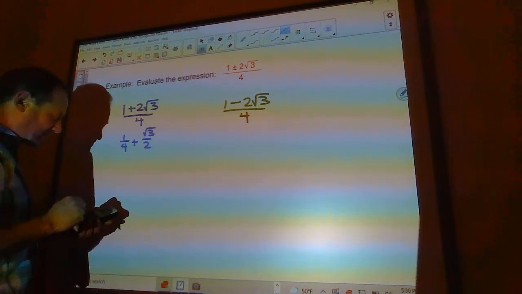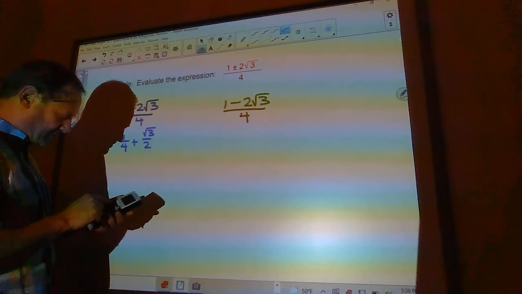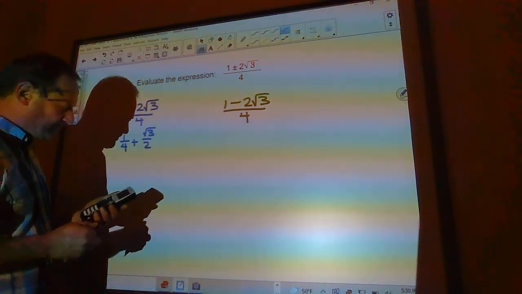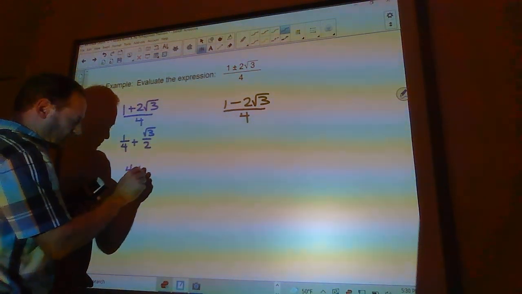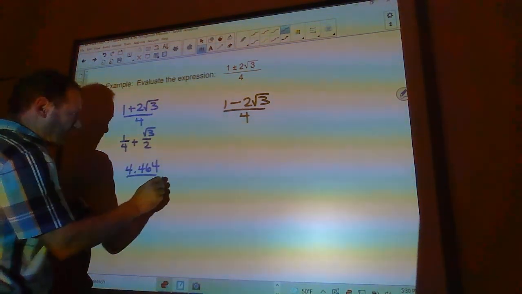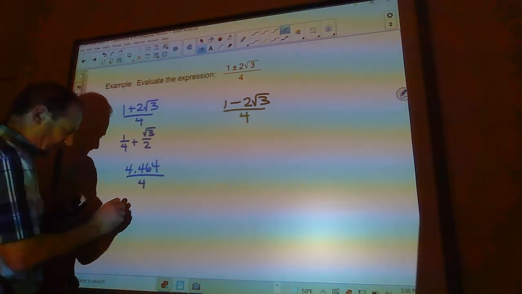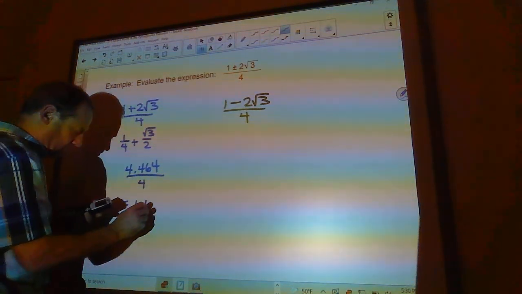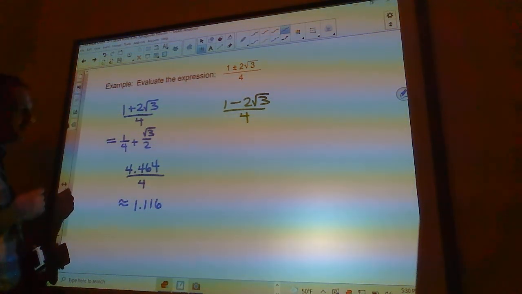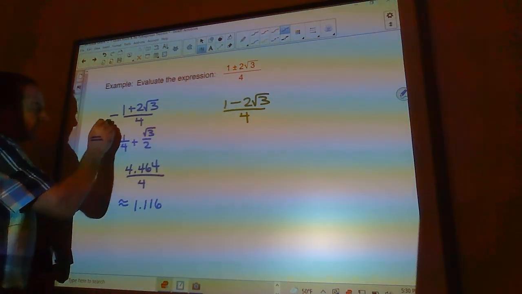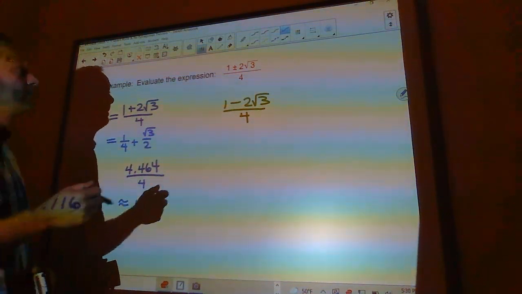Okay. So here's what I'm going to do. 1 plus 2 times the square root of 3. And that's going to be 4.464 approximately over 4. And then I'm going to go ahead and divide that by 4, and I'm going to get approximately equal to 1.116. Okay, so this would be the exact answer right here. Either one of these, you can have either one of those be the answer. This is a decimal approximation.